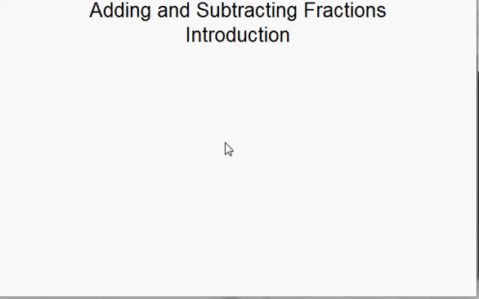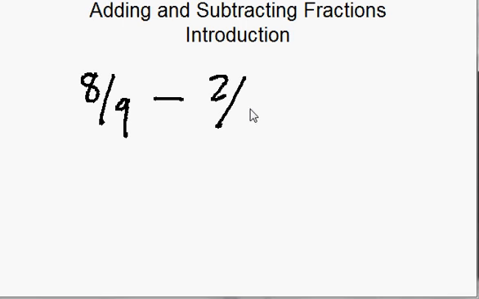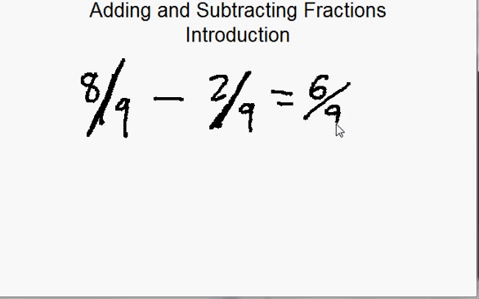Okay, let's just do one other quick example here. Let's say we have 8/9 minus 2/9. By the way, fractions sometimes can be written like this, where the division is just a slash. Okay, 8/9 minus 2/9, well, the denominators are the same, so 8 minus 2 is 6, so we end up with 6/9. And 6/9 can be reduced because you can divide top and bottom by 3, so that's the same as 2/3.